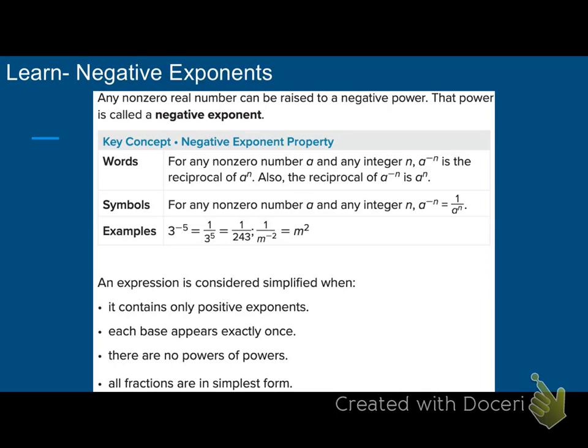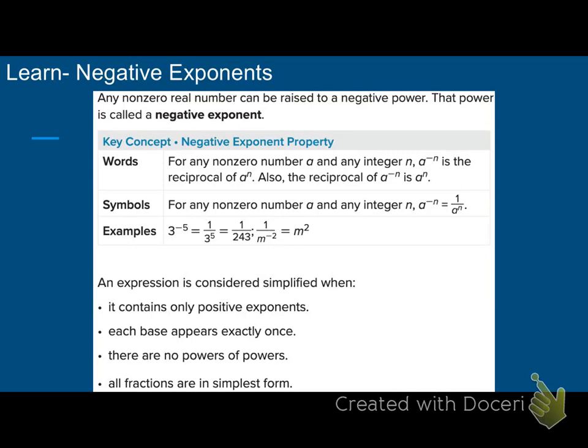Negative exponents, that's what the rest of the notes are about. Any non-zero real number can be raised to a negative power. That power is called a negative exponent. So here's the formal definition: for any non-zero number a and any integer n, a to the negative n power is the reciprocal of a to the n. Also, the reciprocal of a to the negative n is a to the n.